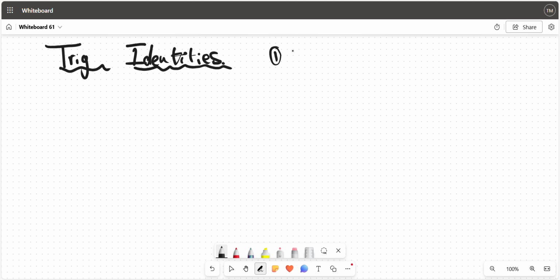The first one is that tan theta is equal to sine theta divided by cos theta. That's an identity that you need to remember. It's definitely going to be in your formula sheet, but it's an identity that we're not going to prove. There is a proof in your textbook you can check out, but we're just going to be using it and applying it throughout us proving these types of identities.